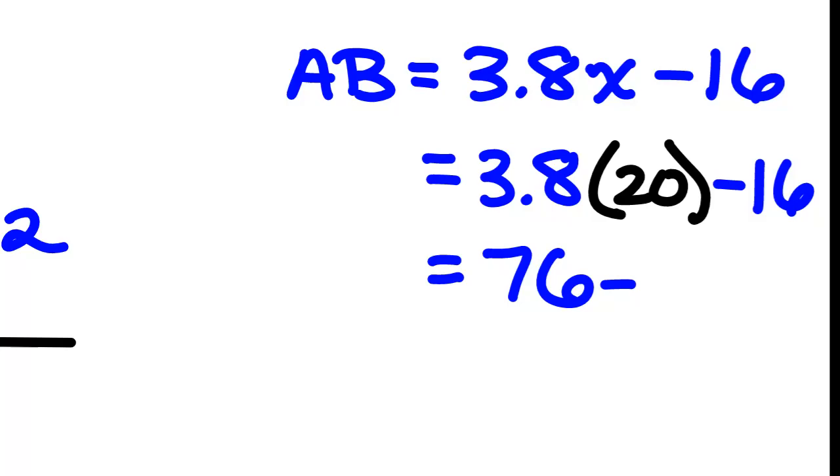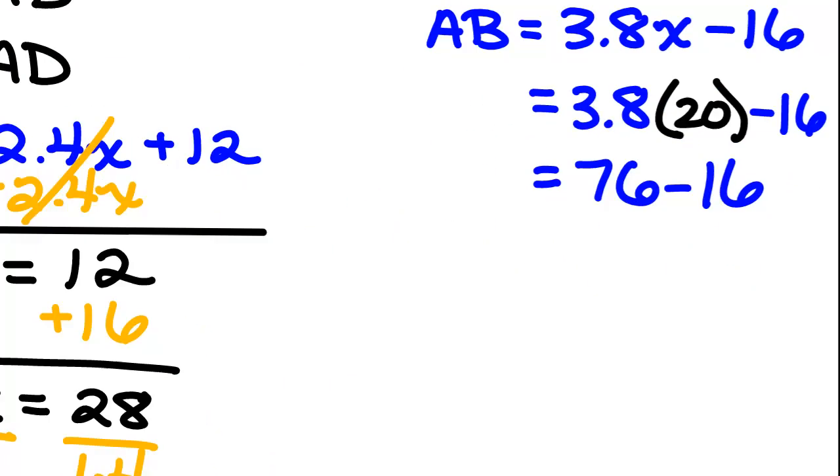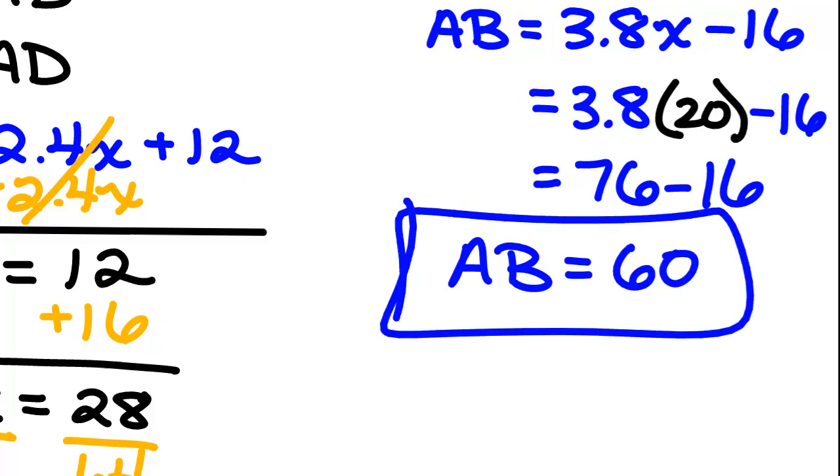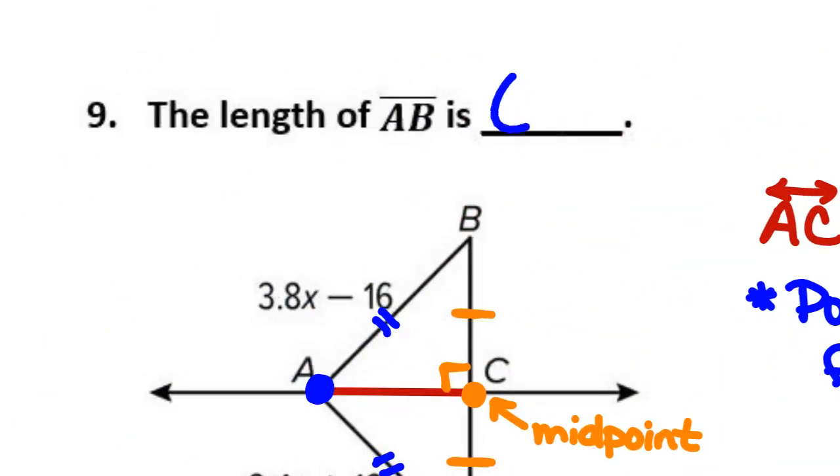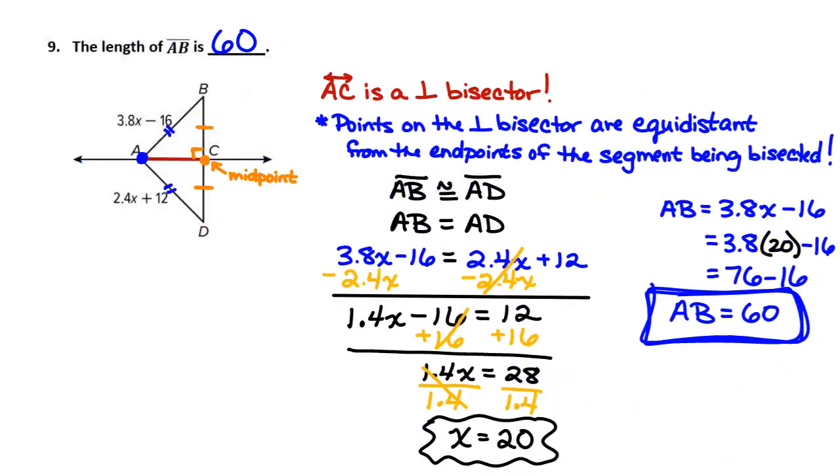76. So we do 76 minus 16. And what is 76 minus 16? 60. There's my answer. So that's what I put on this line up here. AB is 60.